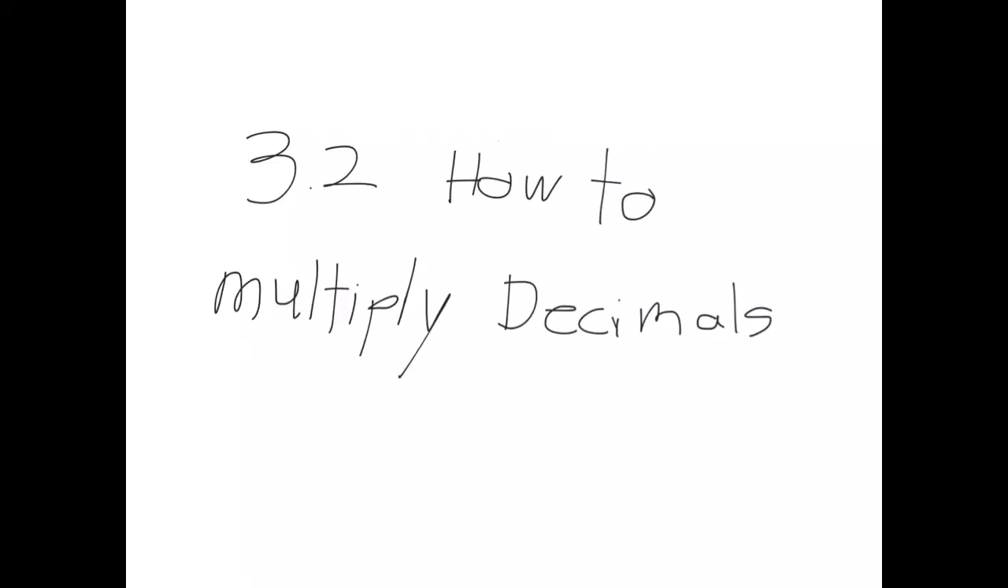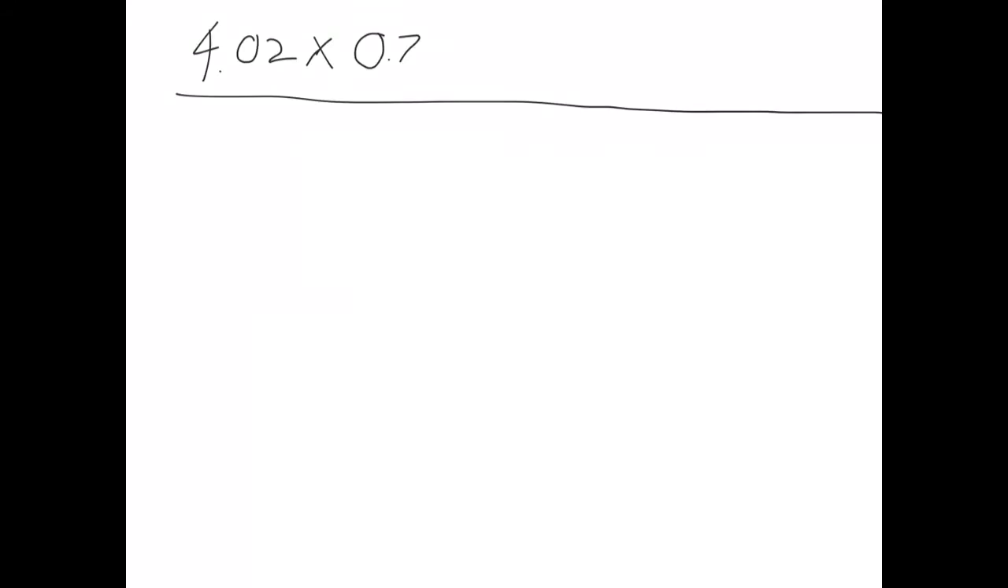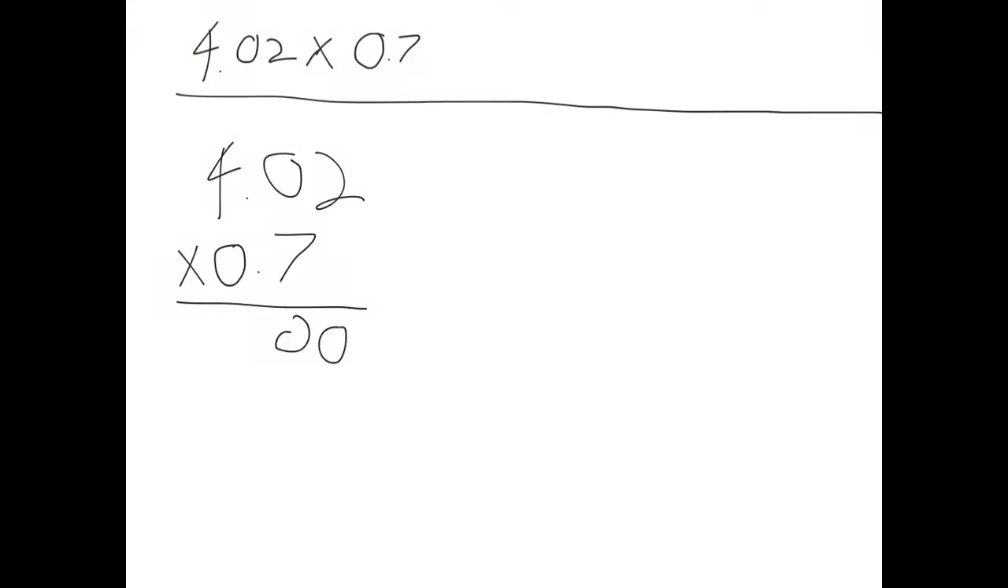3.2. How to multiply decimals. As you can see here, we have 4.02 times 0.7. So now we have to solve. Now from here, we have to solve. So then there's just a 0 with the empty spaces. So obviously, it's 0 for all of them. So you can't multiply anything times 0.